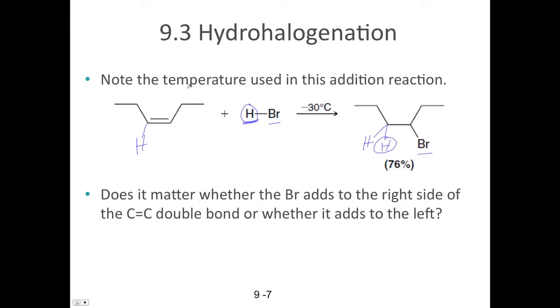All right? And so this is a typical addition reaction of a binary acid across a double bond, okay? And again, it's favored by the cold conditions. Doesn't matter whether the Br adds to the right side or to the left of the double bond. Does that matter here? In this case, it does not, because why? This is a symmetrical molecule. So it doesn't matter if it adds to the right or to the left. It doesn't really matter at all. It will matter though, it will totally matter.